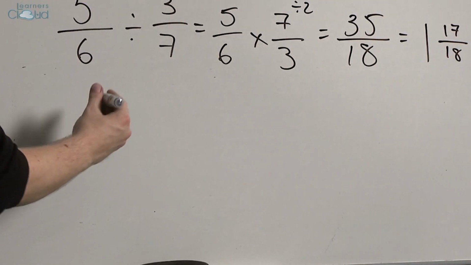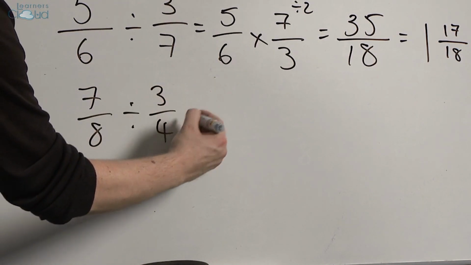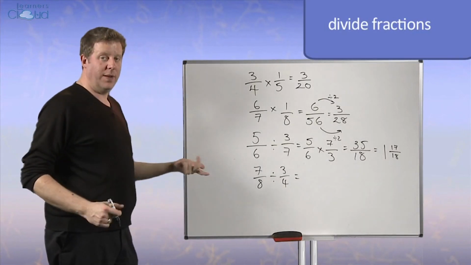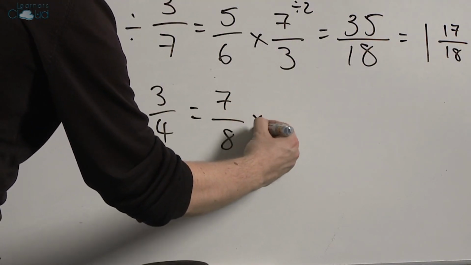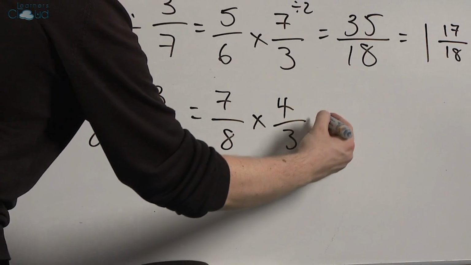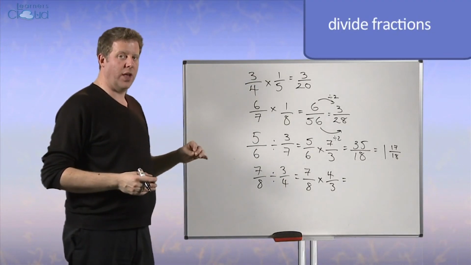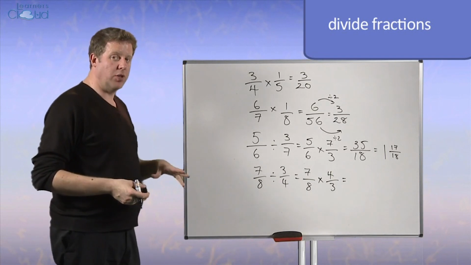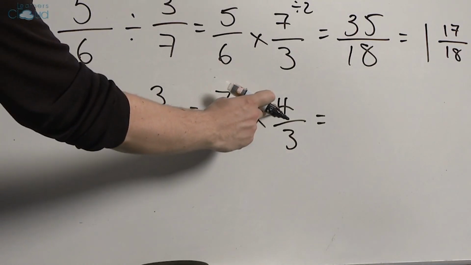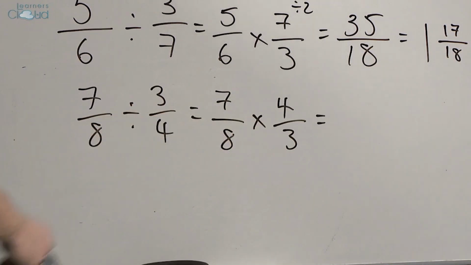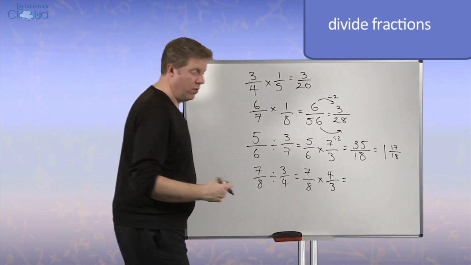Last example we'll do for division, 7/8 divided by 3/4. So again, we're going to flip the second fraction and multiply. That gives us 7/8 times 4/3. Now, if you want a quick way of simplifying one of these questions, it is possible to do something called cross-cancelling. If you notice here, we have 8 and 4 diagonally opposite each other, and they have a common factor that we could cancel by, which is 4.